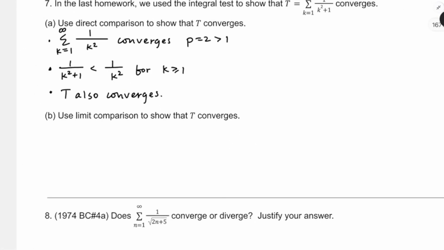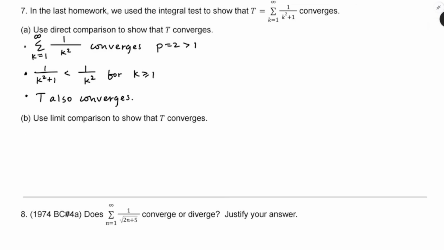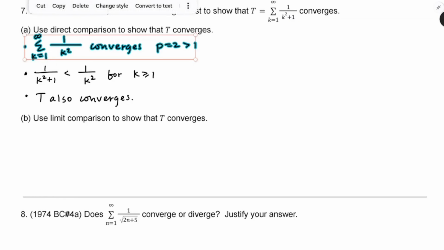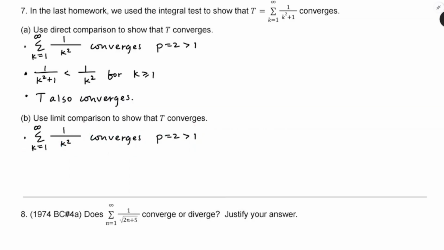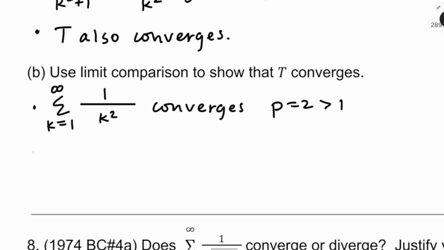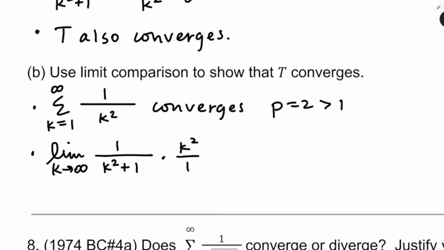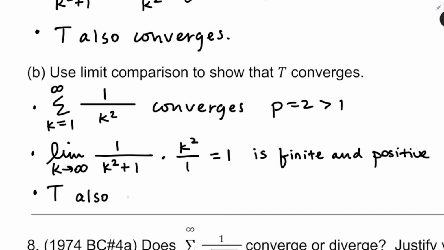Okay, then we can also use limit comparison with the same series. I'm going to just make use of copy and paste, because it's going to start off the same way, but then I need to do my limit work. The limit as k approaches infinity of 1 over k squared plus 1 divided by 1 over k squared is going to equal 1, which is positive and finite. If you start writing finite, you might as well just say finite and positive. And we can say, as a result, t also converges.